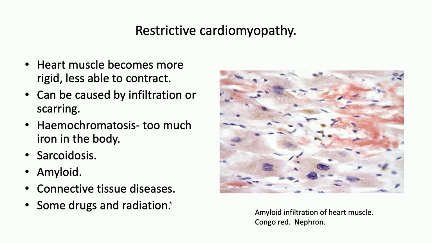The third broad category of cardiomyopathy is restrictive cardiomyopathy. And this is where the heart muscle generally becomes stiff, usually because it has been infiltrated with something that is not muscle. Common things which can cause this, all of them very rare, but common compared to one another, are hemochromatosis, which is a condition where people have too much iron in the body, sarcoid, amyloid, and connective tissue diseases. And then some drugs and radiation can also cause problems. So these make the heart muscle more stiff, and therefore it is less effective in its operation.